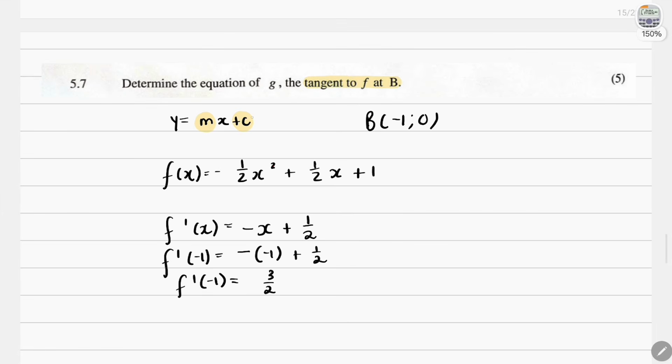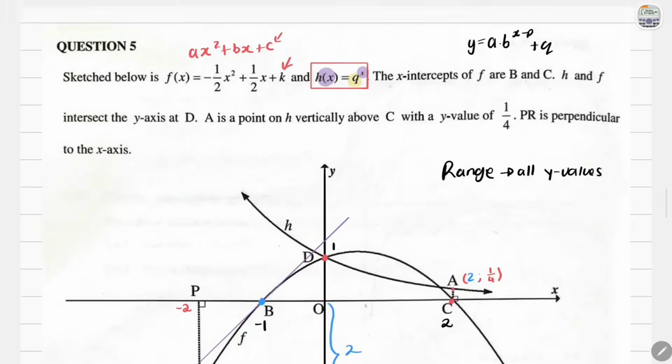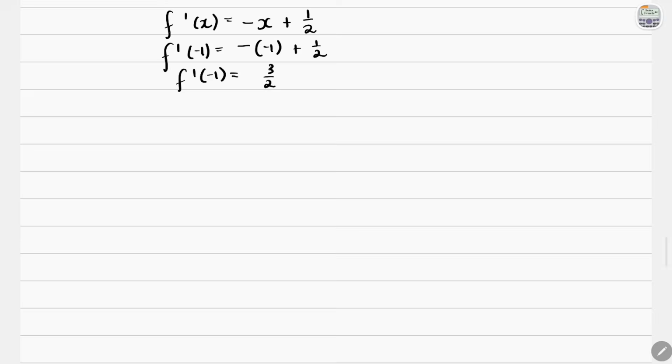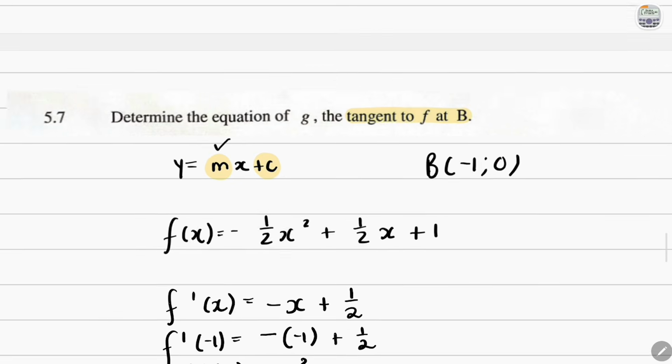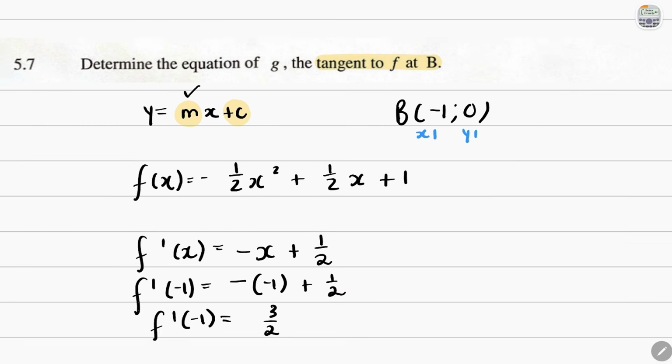Great, we just found its gradient, and now we need to find the y-intercept. We can find the y-intercept by substituting a point on the tangent. The only point that we have on that tangent is B, okay? It's the only point over there. So let's go ahead and substitute that point B, and then we'll have our equation. You can choose to use y equals mx plus c, or you can use this: y minus y1 is equal to m times x minus x1. And in place of x1 and y1, we substitute negative 1 and 0.